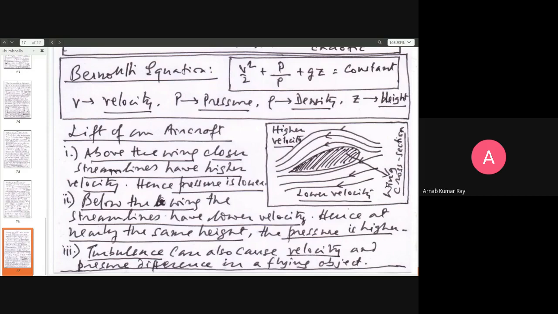Why not? Let us see. Here I have drawn the wing cross section. You notice that the lower face of the wing is flatter compared to the upper face. The upper face has got a hump-like profile.